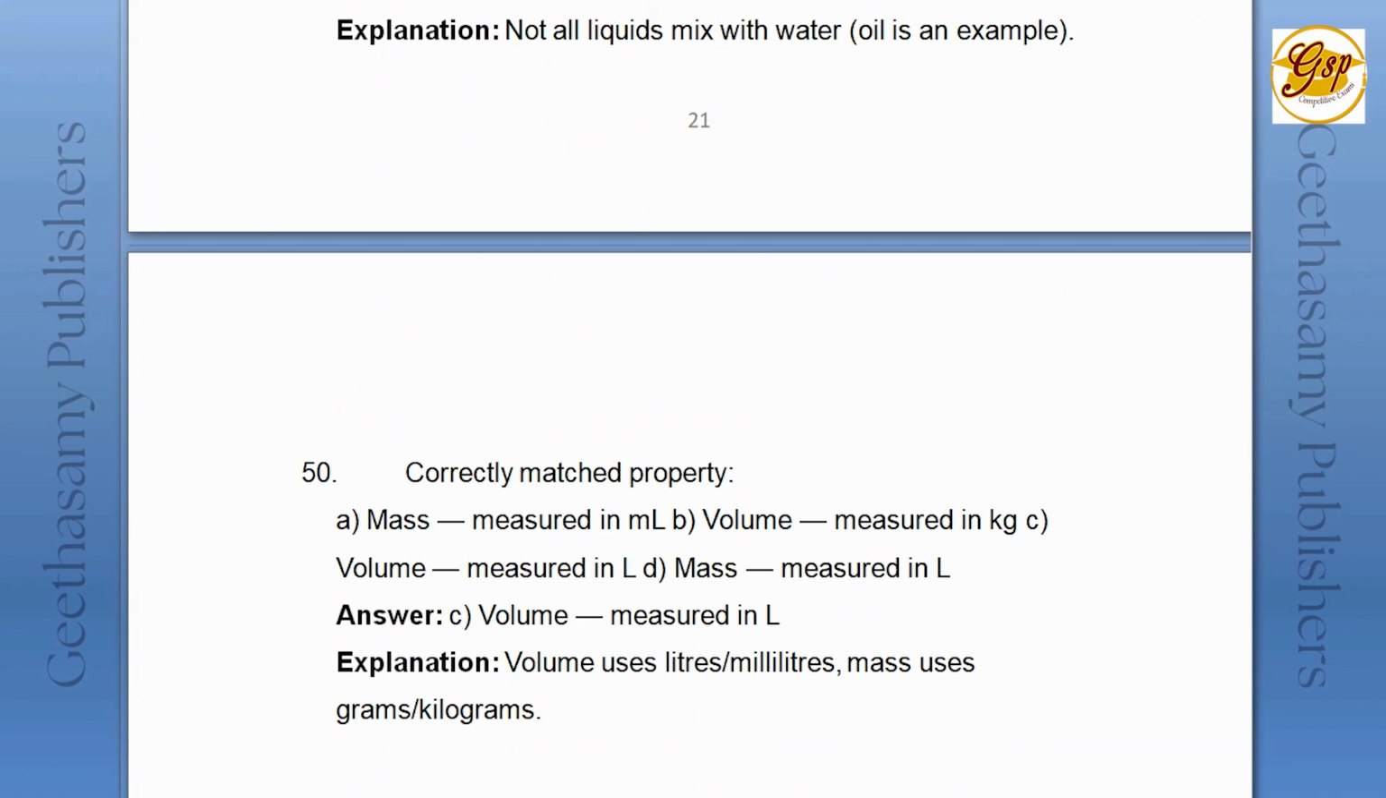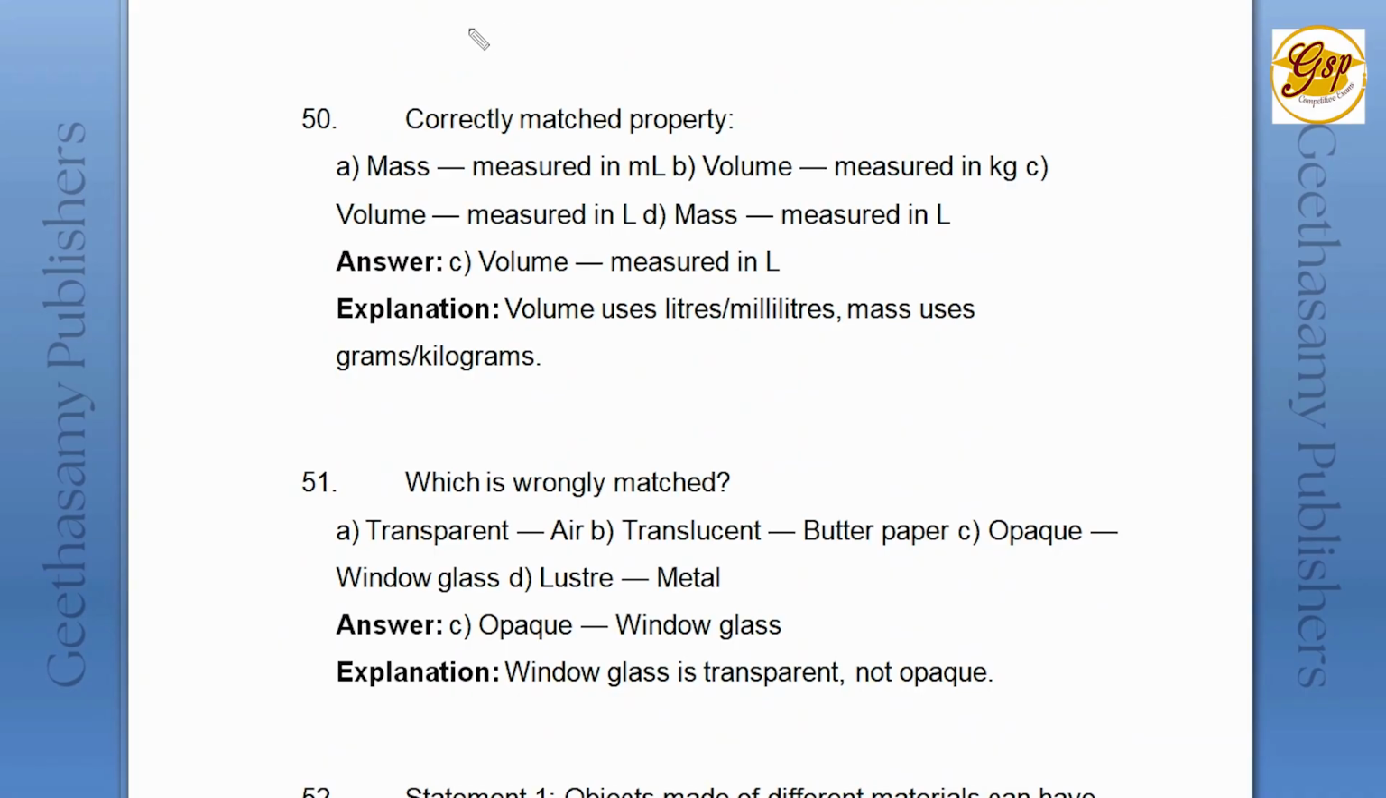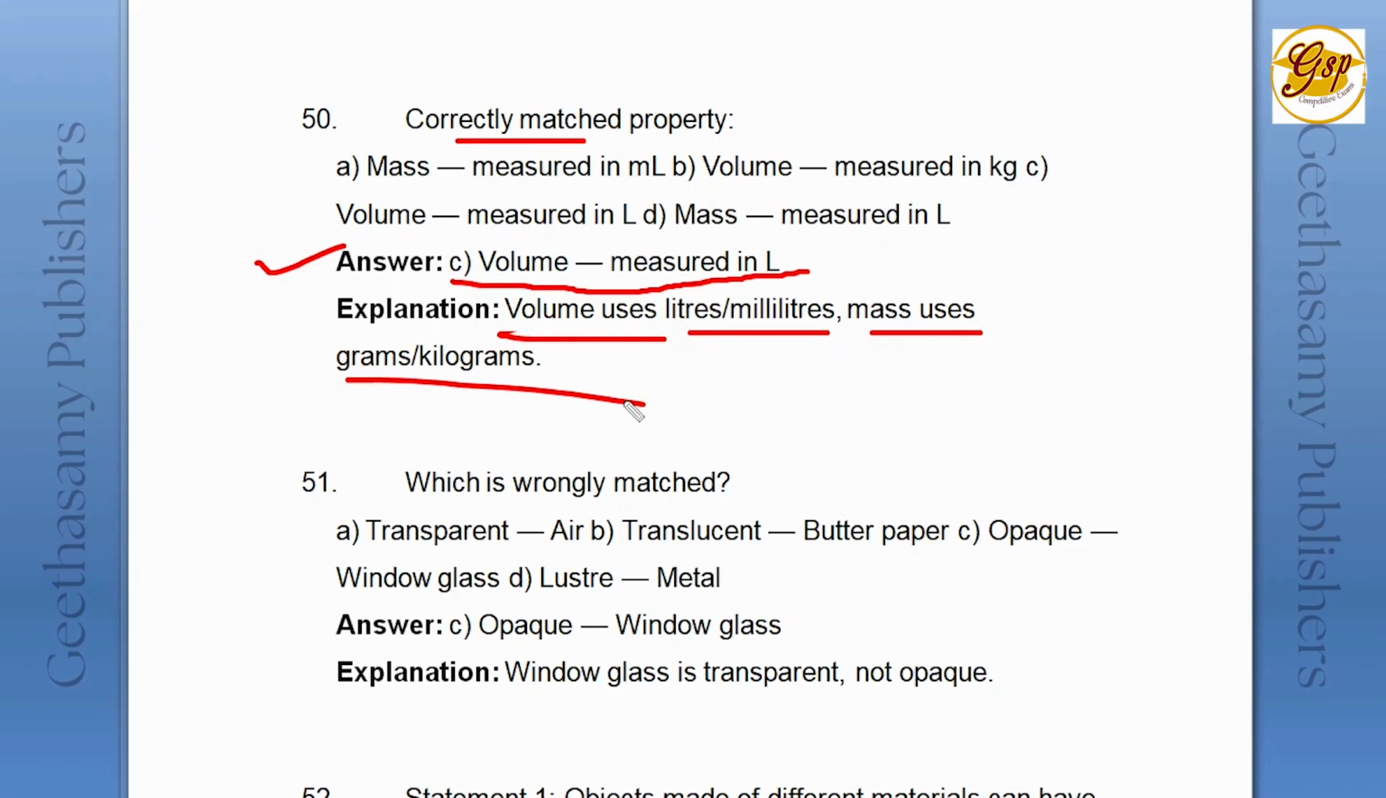Fine. 50th question. Correctly matched properly. Mass measured in milliliter, volume measured in kg, volume measured in liter, and mass measured in liter. So the correctly matched one is volume measured in liter, that is C. So volume uses liter, milliliter, and mass uses gram or kilogram. Right? Okay.